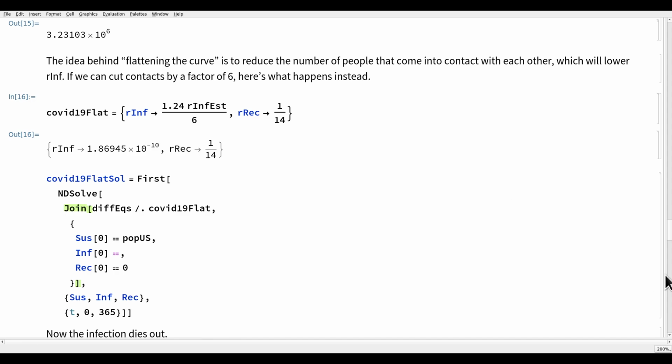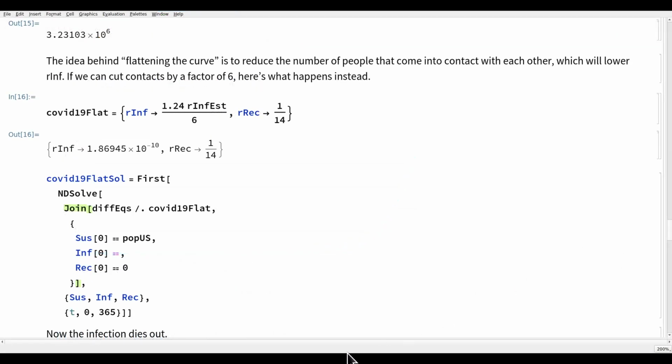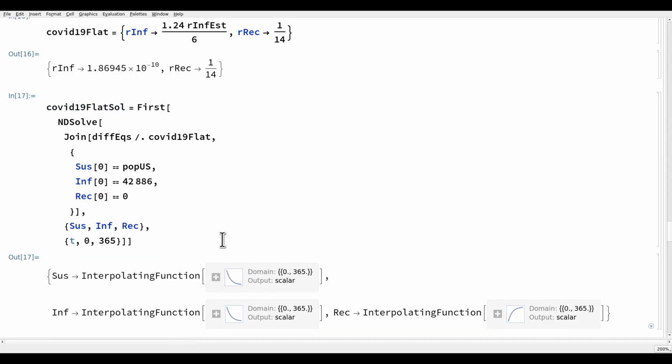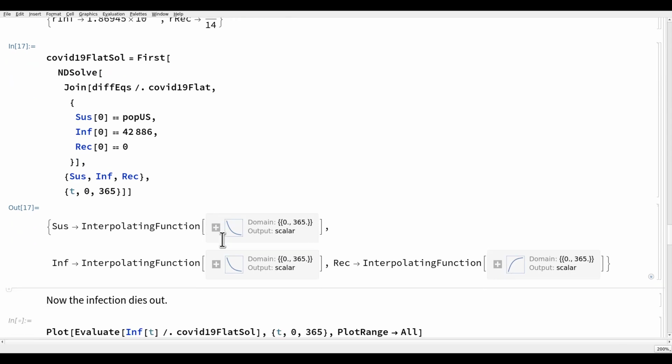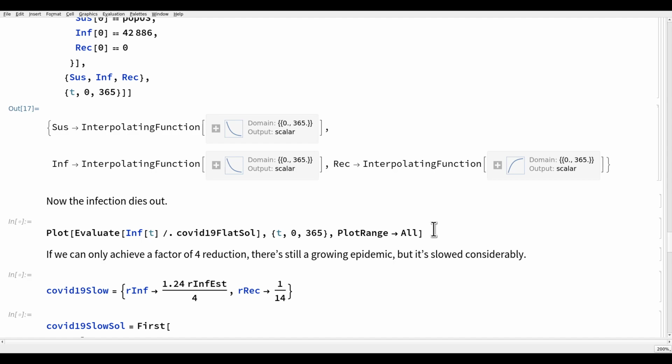Currently, on March 23rd, which was yesterday actually, the number was 42,886. So let's put that in, 42,886. And now let's run the calculation. Now the infection is going to die out, and you'll see that when I run this.